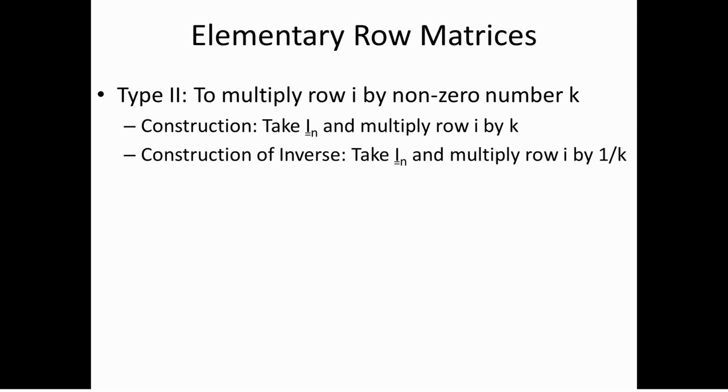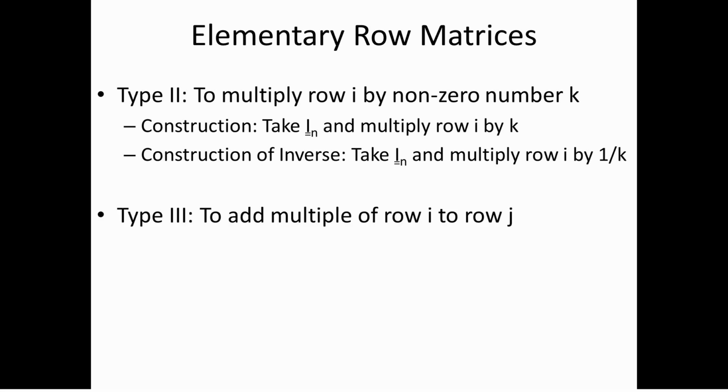The next two are pretty easy to also construct. If we want to multiply row i by a non-zero number k, we simply start with the identity matrix again. This is always how we construct elementary row matrices. We construct them from the identity matrix, and we simply multiply row i by k, or in other words, we make the ith element k. Okay. Its inverse is easy to take. Since k is non-zero, I can simply take the identity matrix and put 1 over k in the ith position, and you can verify that that matrix times this matrix that I claim is the inverse will give me the identity matrix.